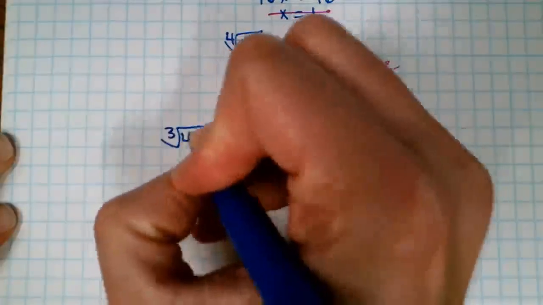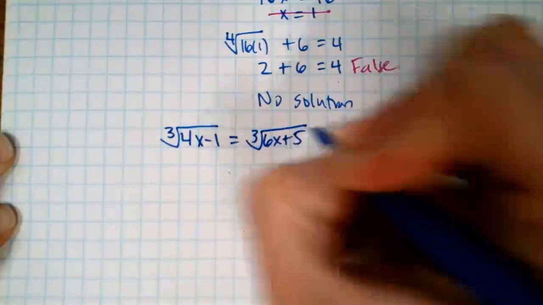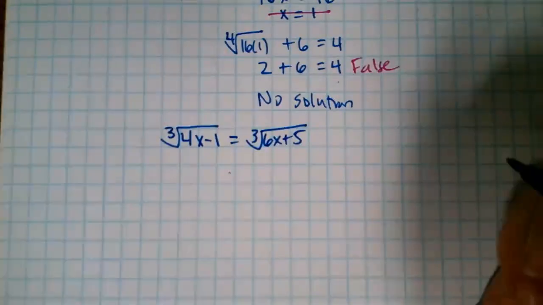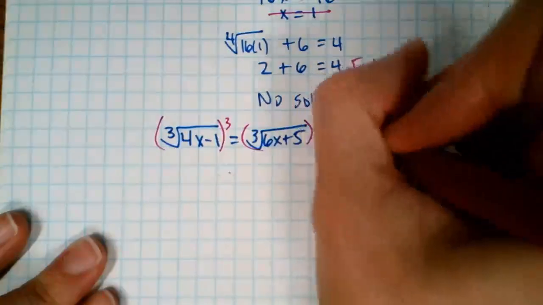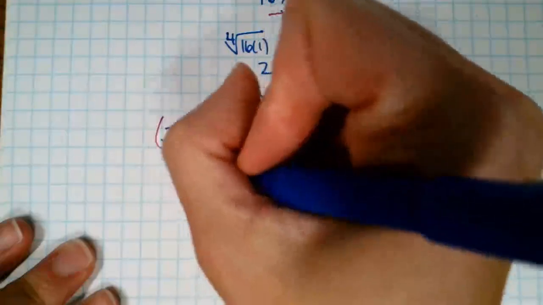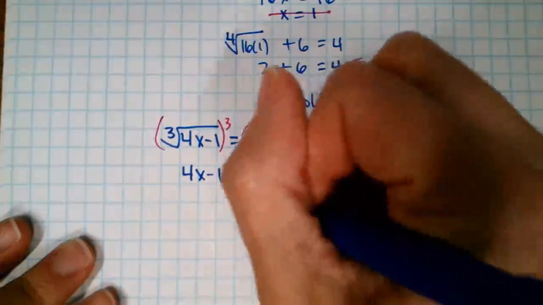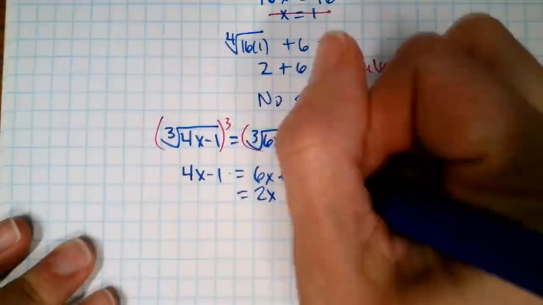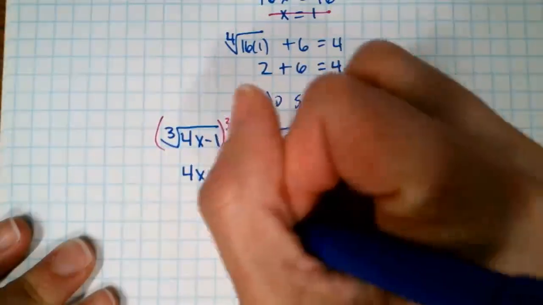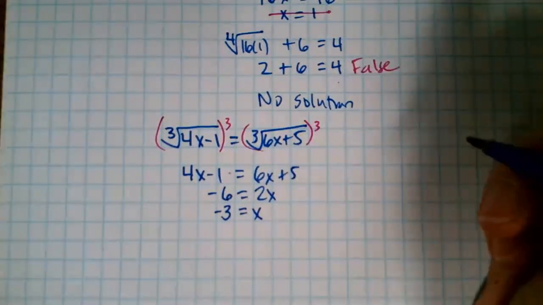Okay, so let's try a different one. If we had the problem, the cubed root of 4x minus 1 equals the cubed root of 6x plus 5. They're radicals, they're equal to each other. All I need to do is raise them to whatever power I'm taking the root of. So this is just going to be 4x minus 1 equals 6x plus 5. Get my like terms. So subtract the 4x, subtract the 5, divide by 2, and I get x is negative 3. I want to check and make sure it works.